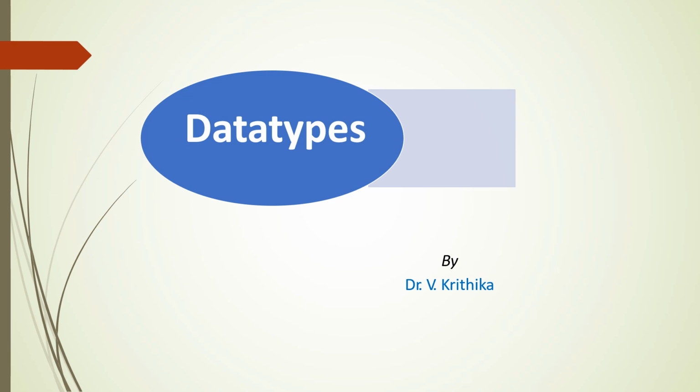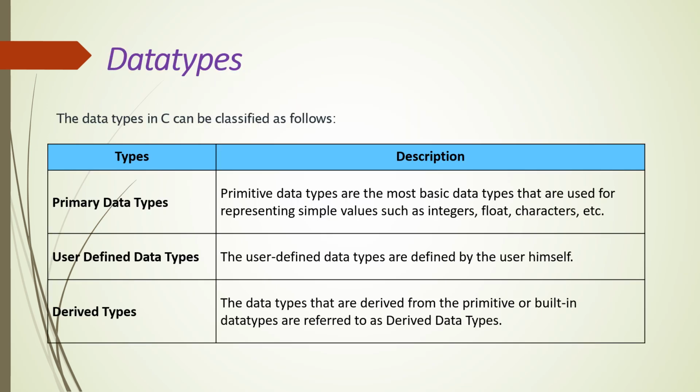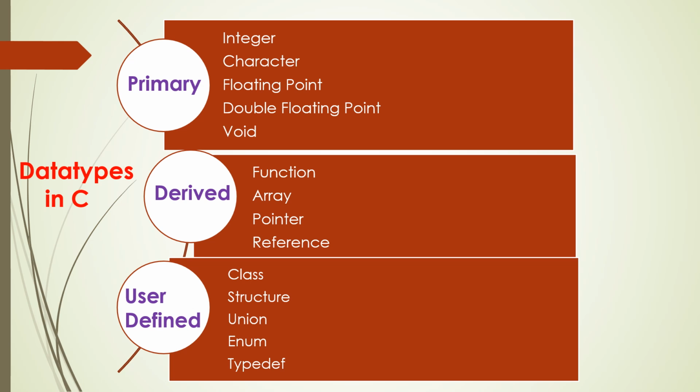In this video, I'm going to explain the different data types that are used in C. Generally, they are categorized as primary data types, user-defined data types, and derived data types. We'll see what they are in detail here.